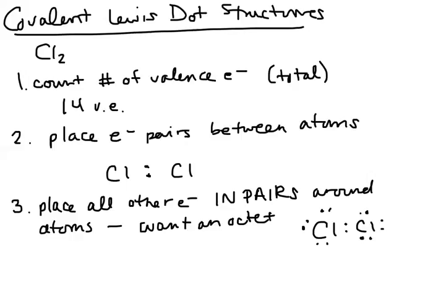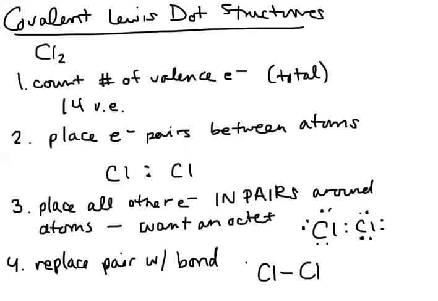Are they happy? Yes, because these 2 electrons count for both. They are shared, so they count for both octets. So this chlorine has 8 and this chlorine has 8. They're both happy. We have our structure. The last thing is, and I want you to do this, don't leave it as an electron pair. Replace the pair with a bond. What I mean by that is you draw a line, but you leave the lone pairs hanging out. So you just take the bond pair and turn it into a line to denote that that is a bond.